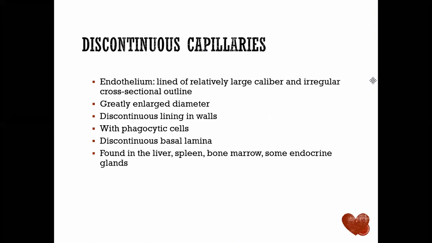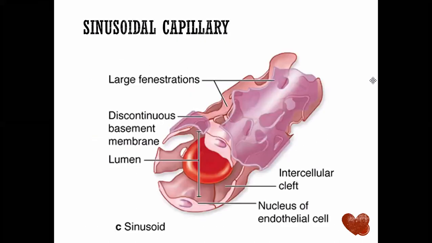Discontinuous capillaries: the endothelium is lined by relatively large caliber and irregular cross-sectional outline. It has a greatly enlarged diameter, a discontinuous lining in the walls with phagocytic cells. You know what the cells are that are capable of phagocytic properties. Discontinuous basal lamina. They are found in the liver, spleen, bone marrow, and some endocrine glands.